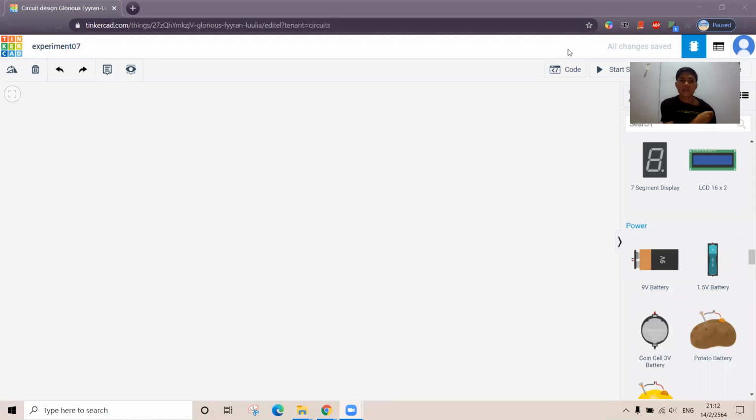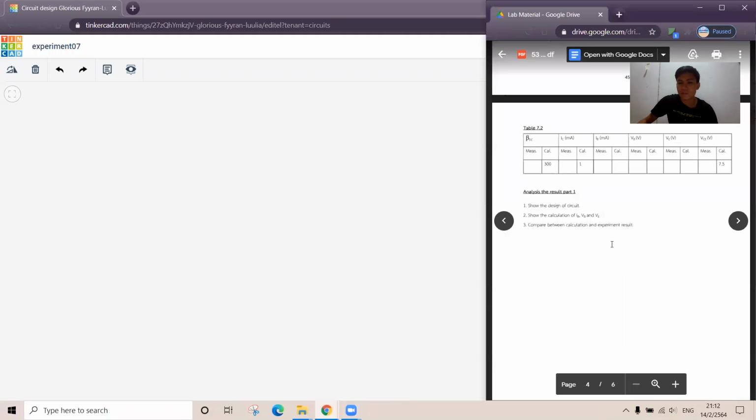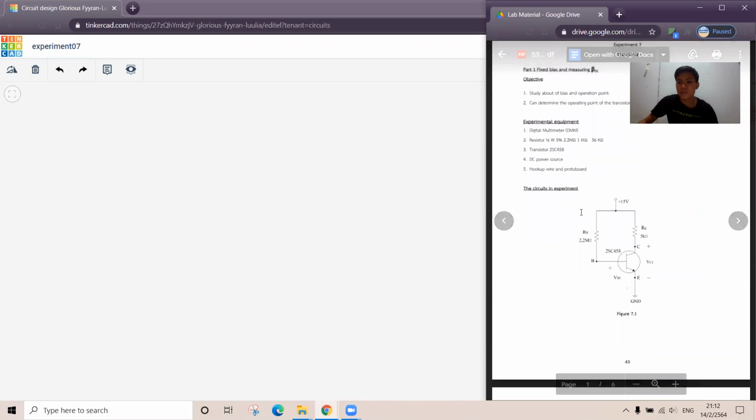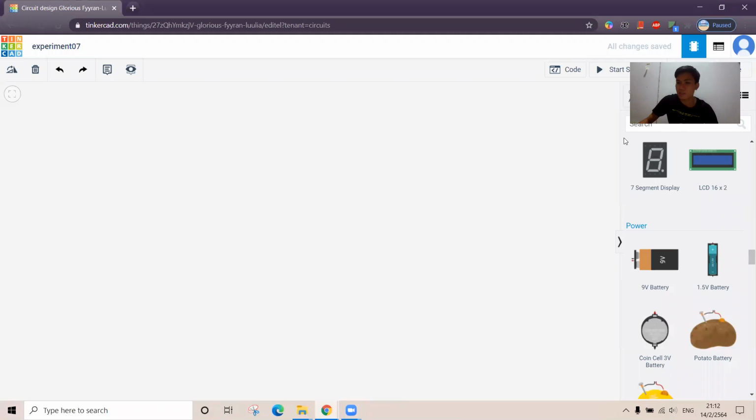Hello, this video is about experiment 7, transistor, that consists of three parts. So for part 1, we're going to start with this circuit that we are given here. We need two resistors and a transistor to do the experiment in Tinkercad. So let's get started.